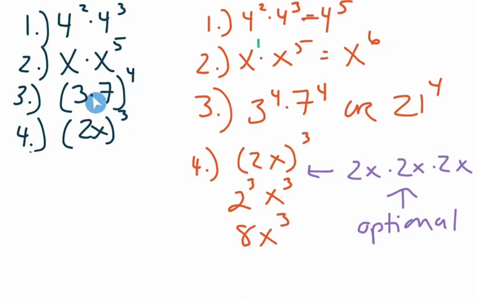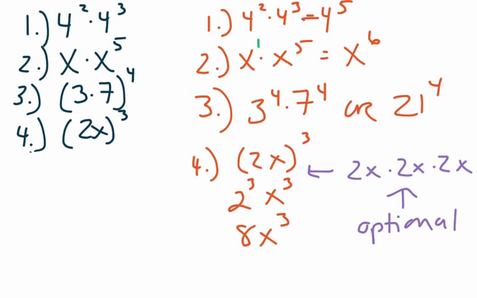For number 3, there's 2 different ways you could take this. One is by applying the exponent to both the 3 and the 7. So you could write this as 3 to the 4th times 7 to the 4th. Or you might look at that and say, well, order of operations says I should do the parentheses first, and do 3 times 7 is 21, and just write 21 to the 4th power. Either one of those, you can make an argument unless your teacher tells you you have to do it a certain way.